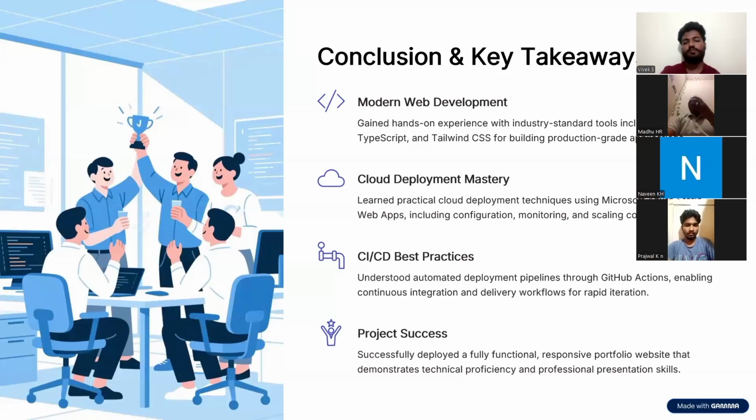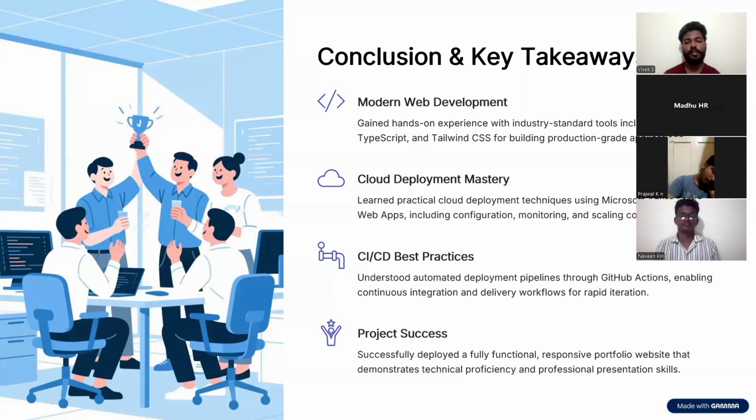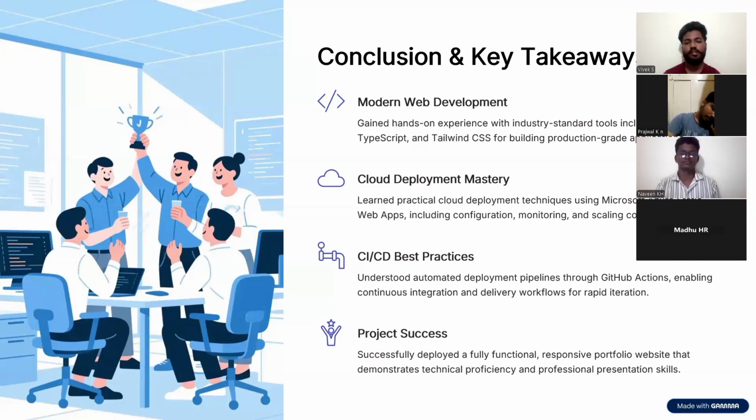And next we have CI/CD best practices. By using GitHub Actions, I implemented a continuous integration and continuous delivery pipeline. This means that whenever I update my code and push changes to GitHub, Azure automatically builds and deploys the updated version. This automation improves reliability and reduces manual work.